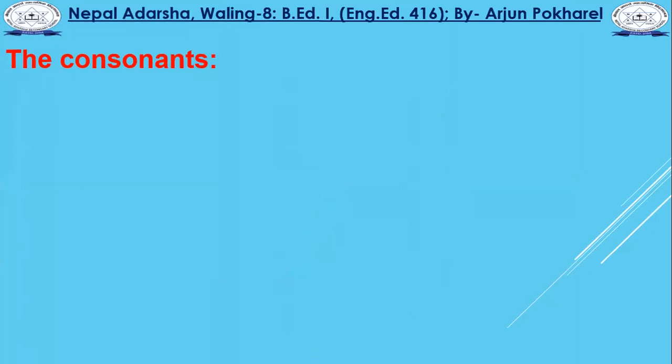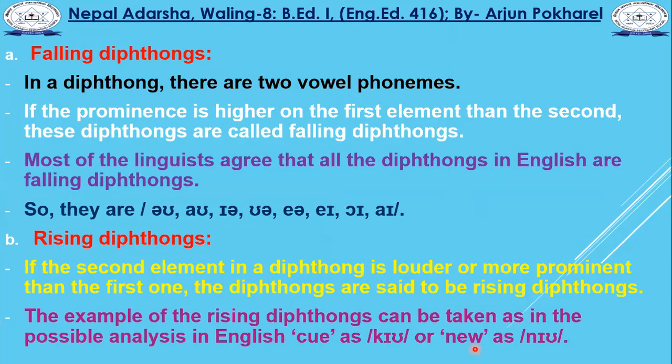And now we have finished completely about diphthongs, falling diphthongs and rising diphthongs, and the classification of diphthongs as a whole. Now I would like to move to the consonants of English. Okay, the consonant sounds of English.